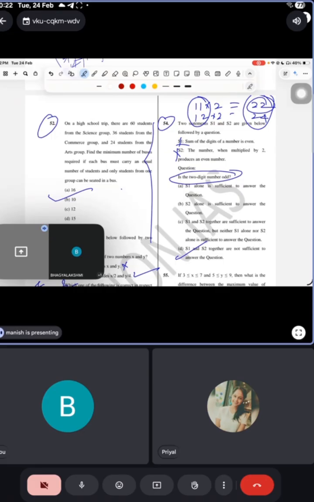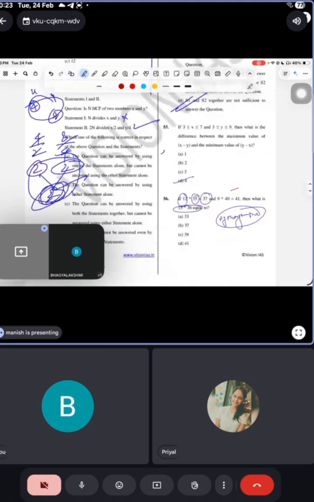Because you know why? There's one catch. If you multiply any number by 2, the result will always be an even number, guys, whether it is an odd number or an even number. So we cannot say whether it is odd or even. That's why the result is like that. We cannot decide.